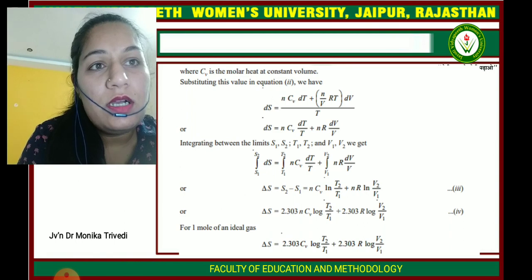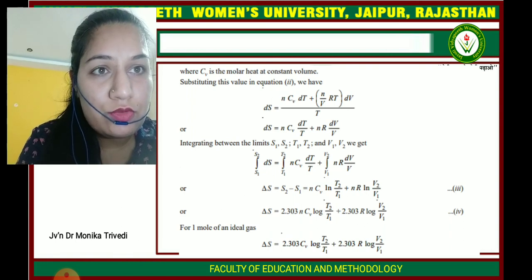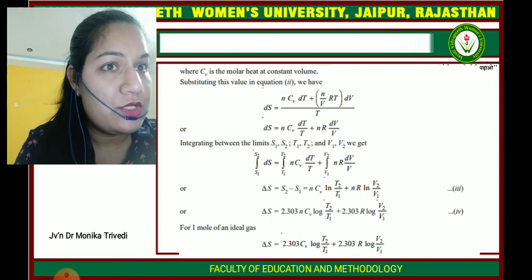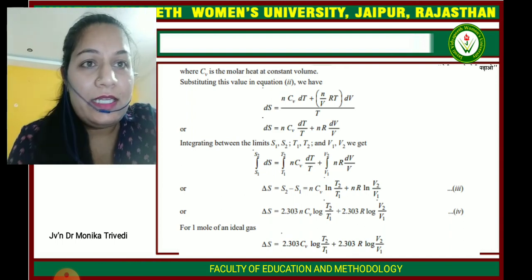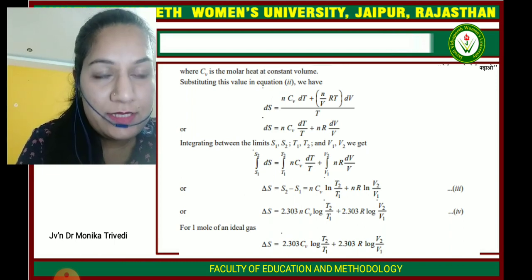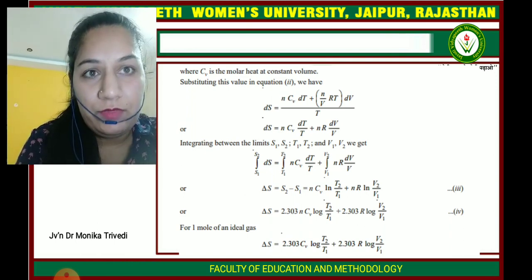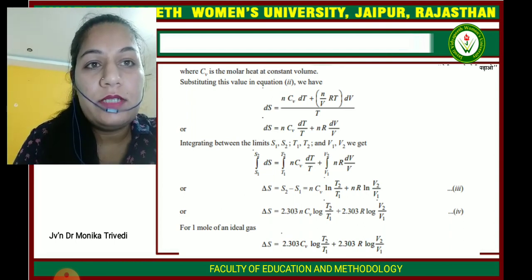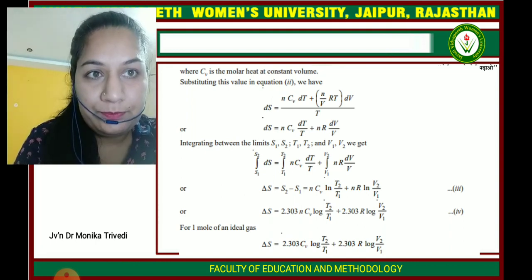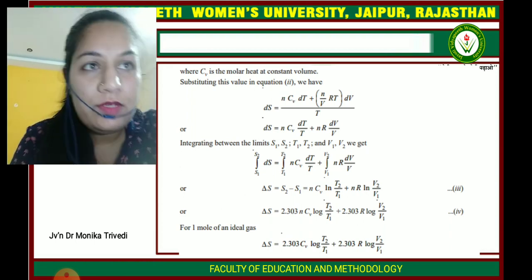If we change ln to log, we have to multiply by 2.303. So we get ΔS = 2.303 n Cv log(T2/T1) + 2.303 nR log(V2/V1). For 1 mole of an ideal gas, we get ΔS = 2.303 Cv log(T2/T1) + 2.303 R log(V2/V1).